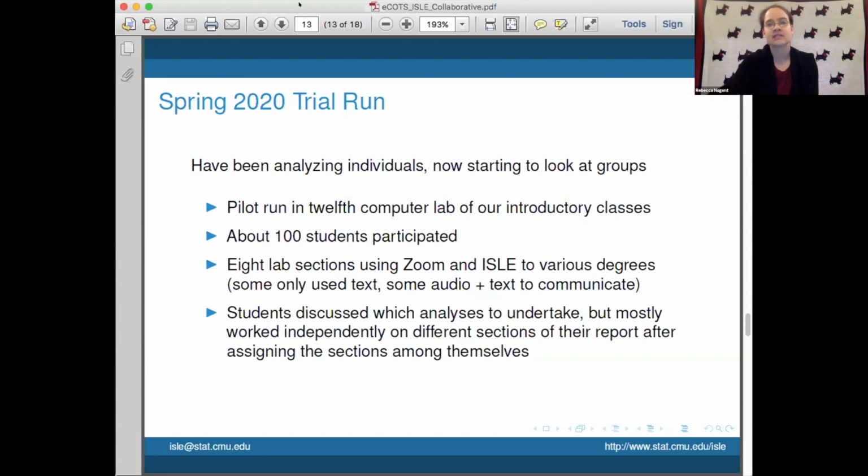So some of them used text, and some used audio and text to communicate. They discussed which analyses to undertake, but most worked independently on different sections of their report after they assigned the sections among themselves. That's not an unreasonable thing that we saw. We had people stretched from Hawaii to Korea trying to take classes together. Things were very difficult. We had anticipated that initially these experiments would be done with people working in the lab sitting next to each other, but of course the current situation changed that.